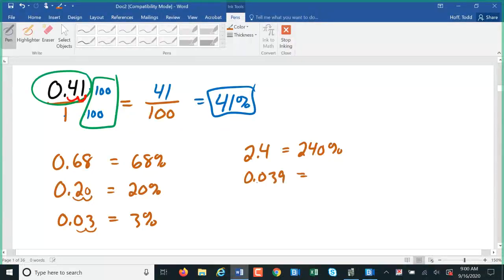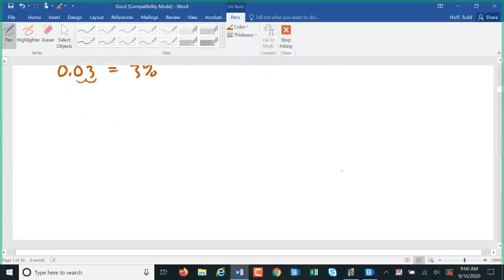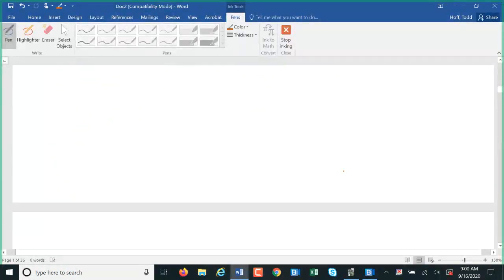0.039 as a rate, again, we only go 2 spots, that's 3.9%. So converting between rates and percents is pretty simple, just moving the decimal point, either multiplying by 100 or dividing by 100. From the percent to a fraction was a little more work.